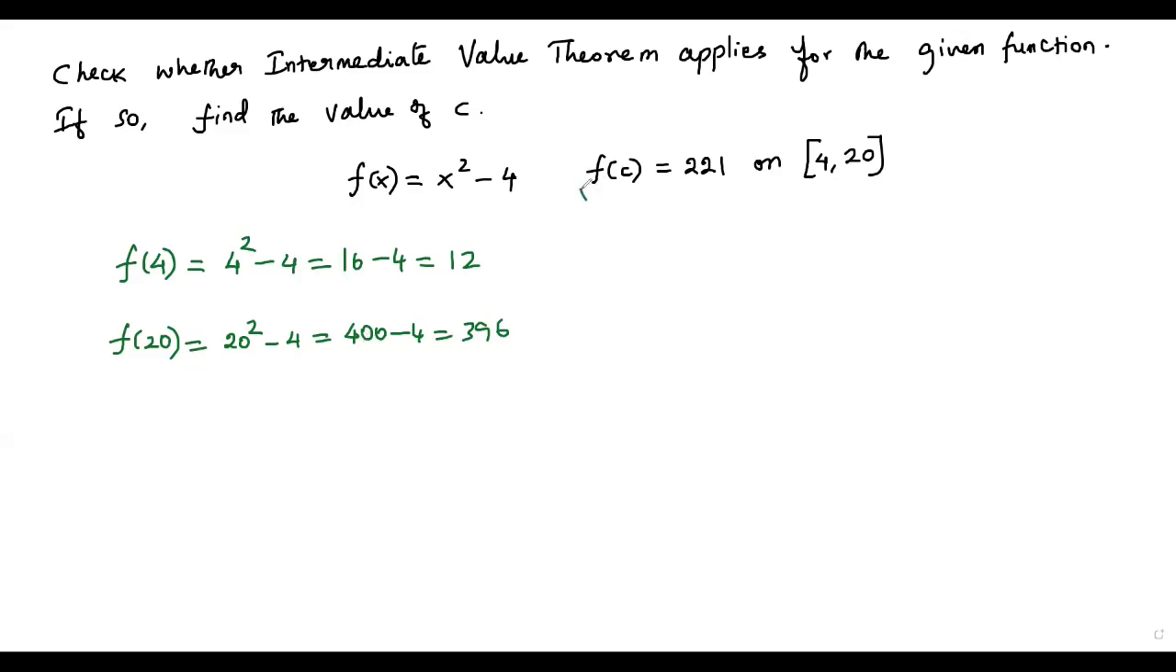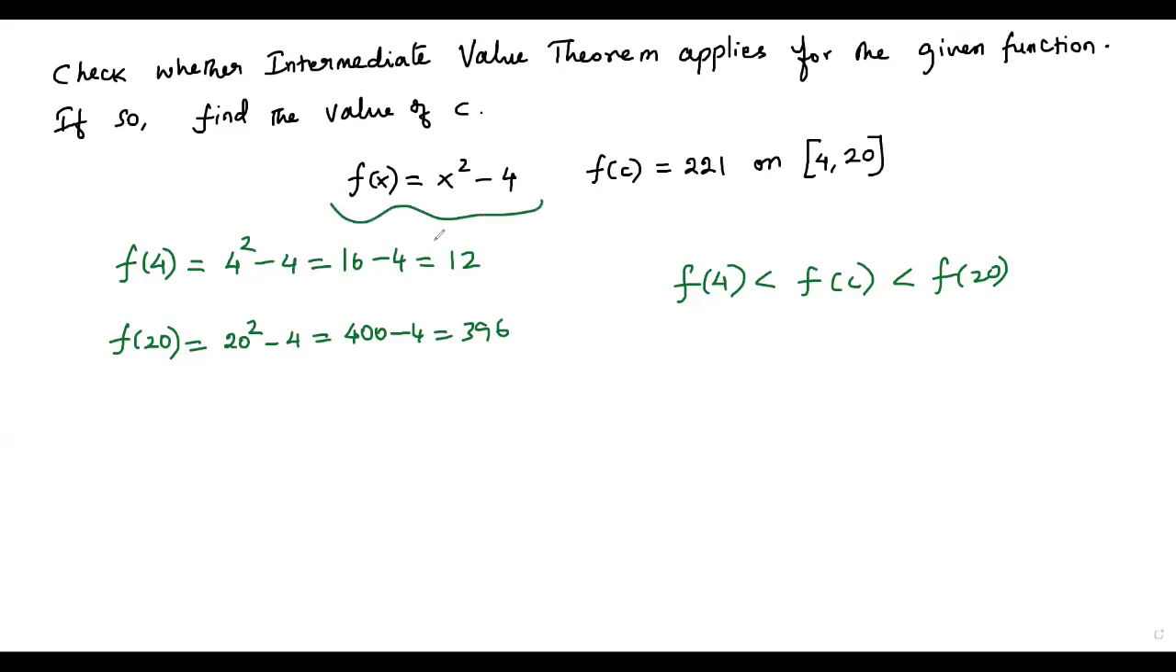So the value of f of c given over here, that is 221, must be between the two values of f of x we got at the boundary values of the given interval. Yes, the value for f of c, 221, is between 12 and 396. So we can write the inequality f of 4 less than f of c less than f of 20. Since the given value of f of c is between the two values of f of x at the boundary values of the given interval, the intermediate value theorem applies for this given function.